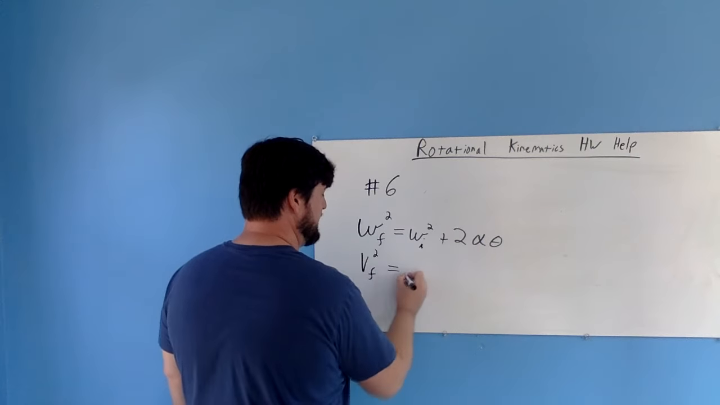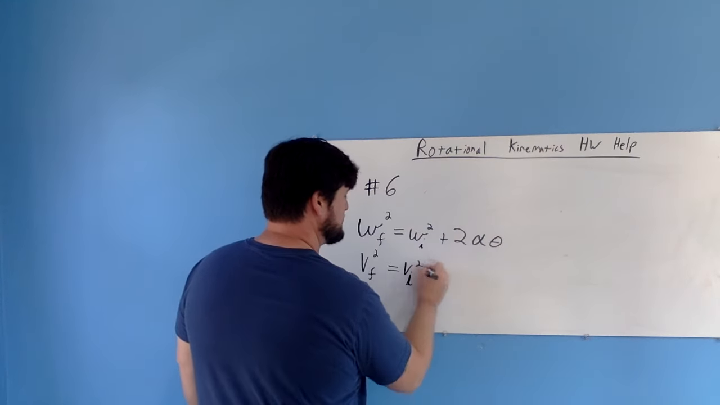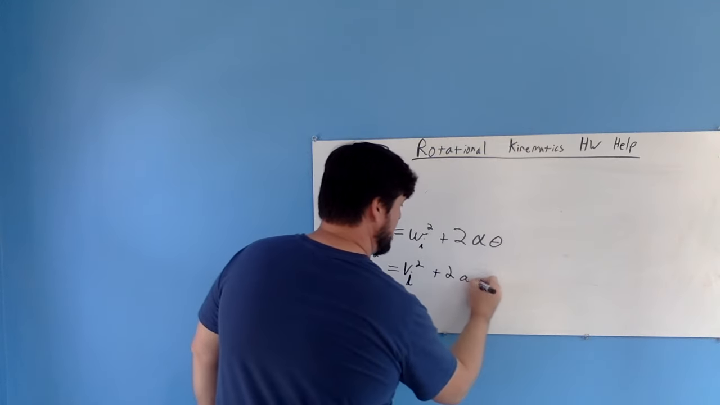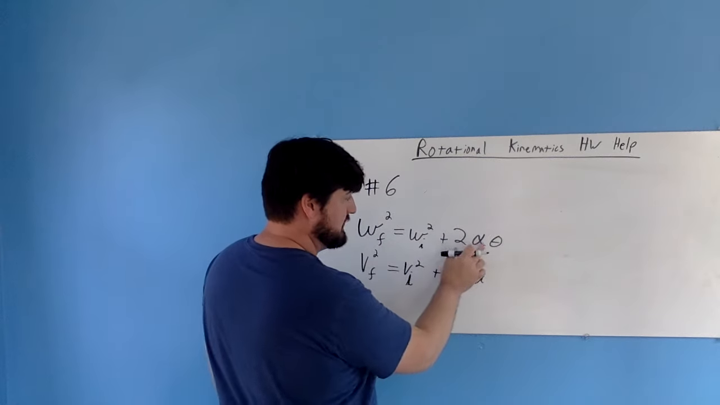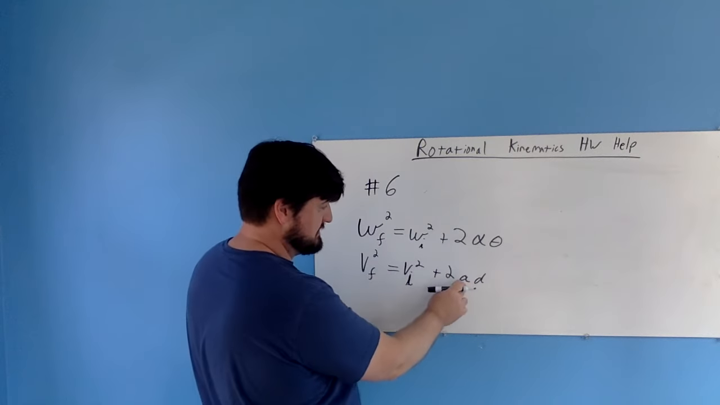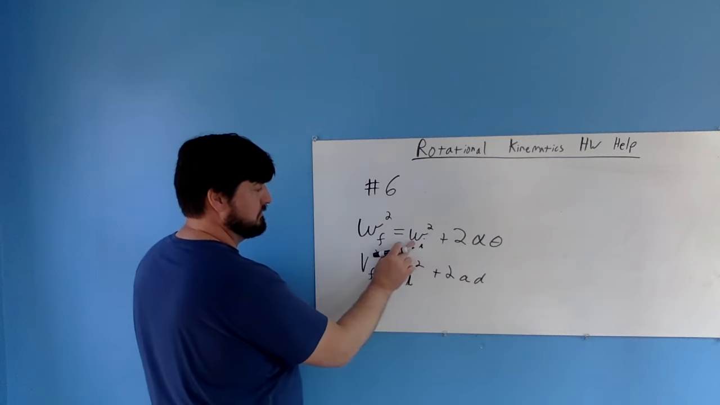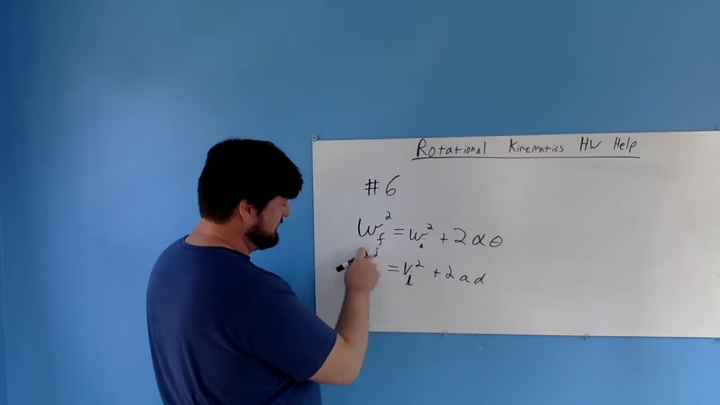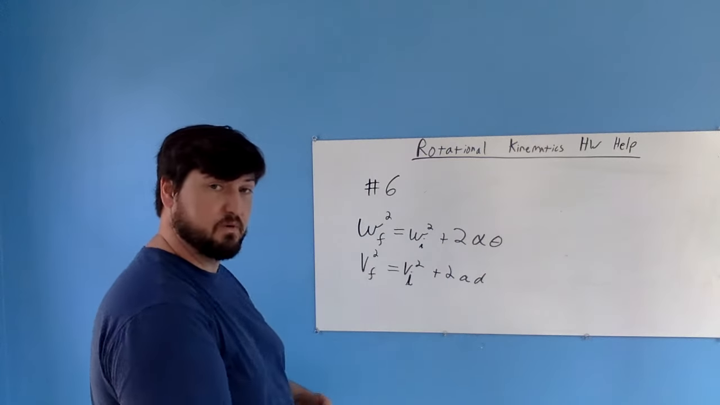And how did I get that? I got that from our timeless equation last semester. The initial squared plus 2ad. Distance we've covered is the number of radians we've gone through. Alpha, our angular acceleration, instead of our acceleration. I have an omega instead of a v, for my initial and for my final. So that's really how I got to this timeless equation.